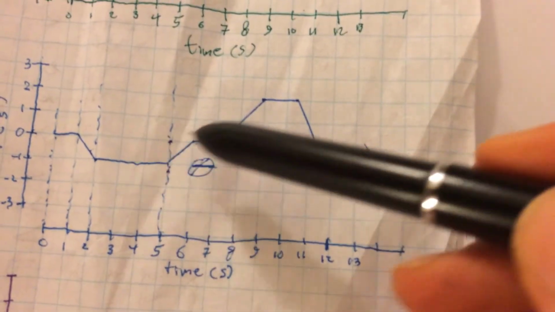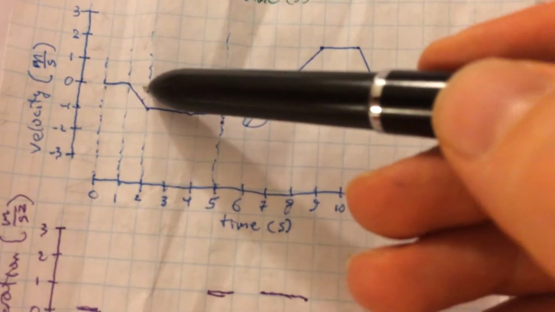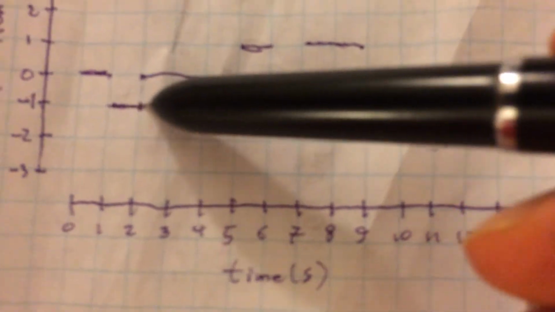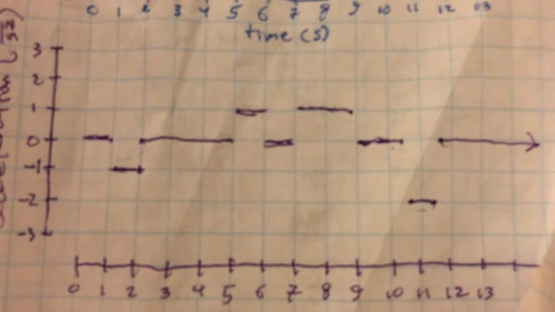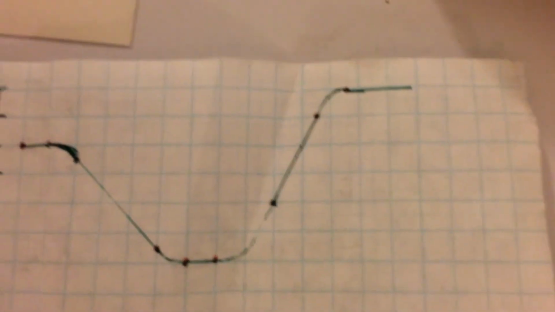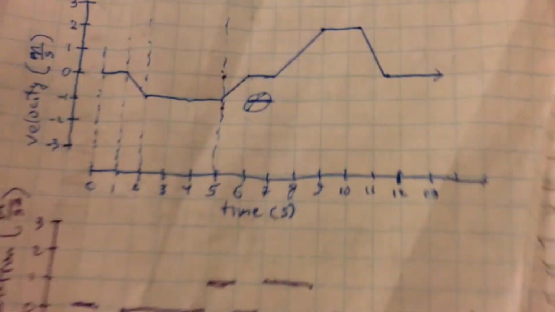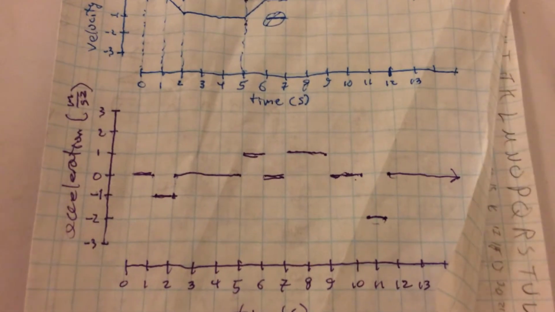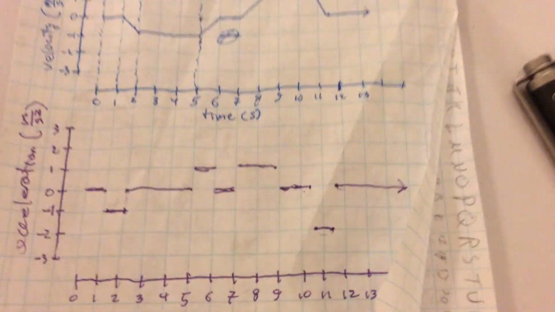So position can be changing a lot. Velocity can be high or low or 0. And in any of those cases, as long as the velocity isn't changing in that interval, the acceleration graph is flat. If the velocity is changing, then the acceleration is the slope of the velocity graph. So that's how we go from position to velocity to acceleration. With that, enjoy physics.